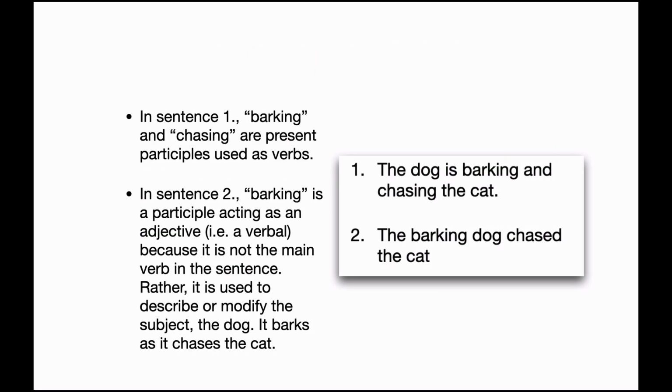In sentence 1, barking and chasing are present participles used as verbs. In sentence 2, barking is a participle acting as an adjective, that is a verbal, because it is not the main verb in the sentence. Rather, it is used to describe or modify the subject, the dog. It barks as it chases the cat.